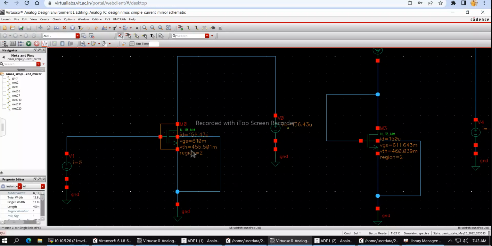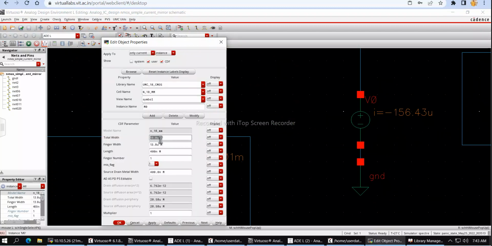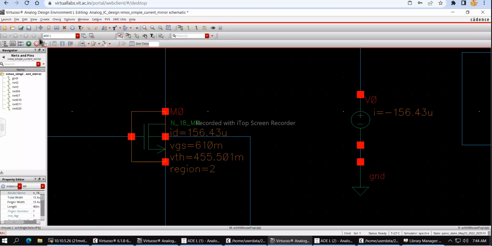We can see ID we are getting is almost 156 microampere, almost near to what we designed for. In order to make it still closer, we shall try to reduce this width. Since current is proportional to the width, as we reduce the width, we can see a reduction in the current also.